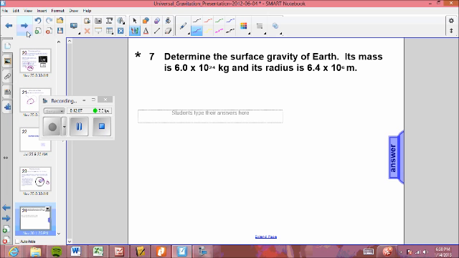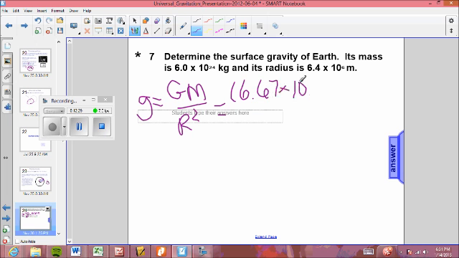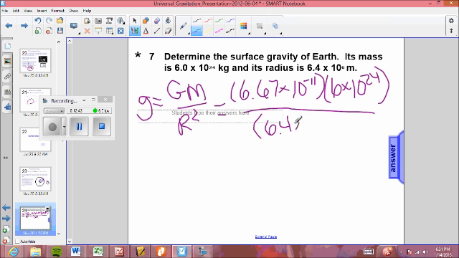Determine the surface gravity of Earth. Its mass is 6 times 10 to the 24th kilograms, and its radius is 6.4 times 10 to the 6th meters. So we've got g equals GM over r squared, which would be 6.67 times 10 to the negative 11 times 6 times 10 to the 24, divided by 6.4 times 10 to the 6th, squared.